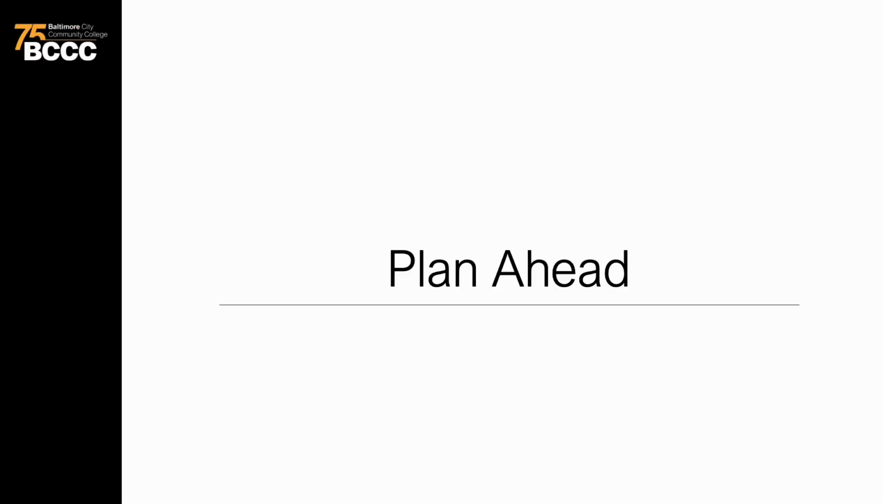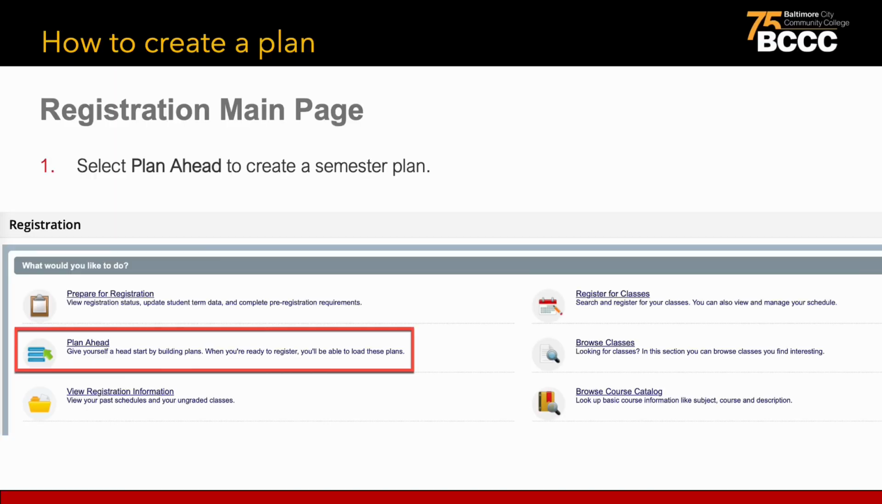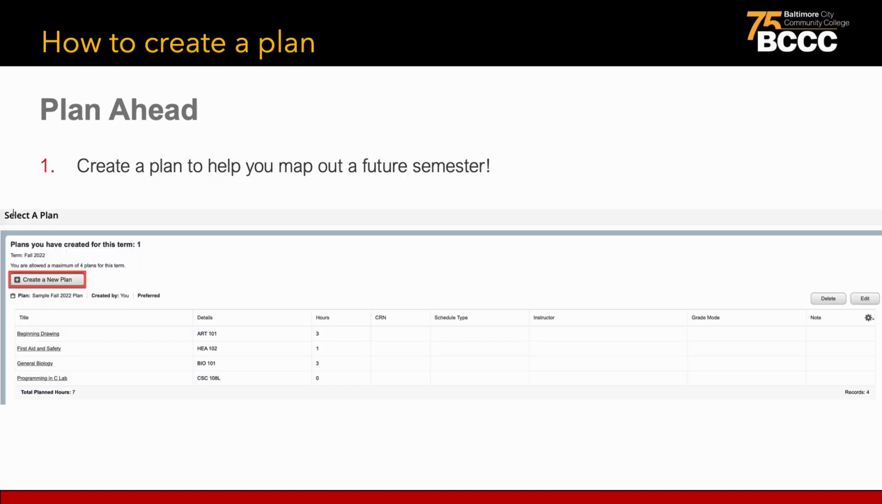Next, let's explore how you can plan for a future semester. From the main registration page, students can also create a plan to help map out the courses that they would like to take for a current or future semester. Students can then register for those classes directly from this plan once they go to register. Select the Create a New Plan button to create a plan for a semester. Once you've created a plan, here is an example of what that looks like here in the system.